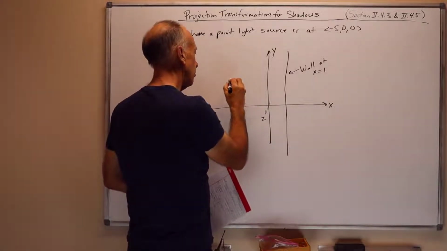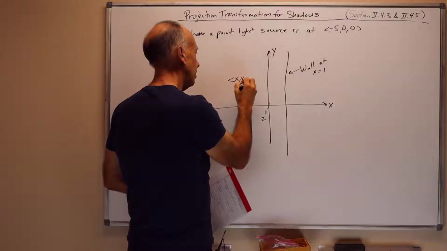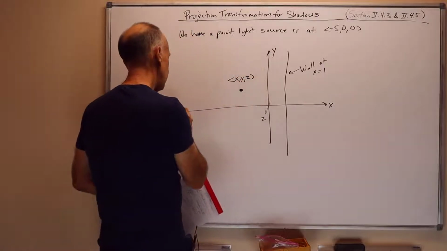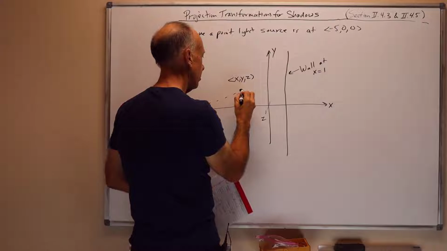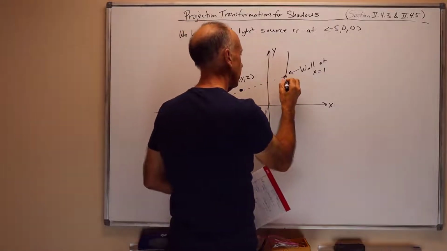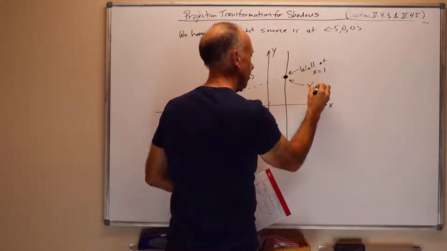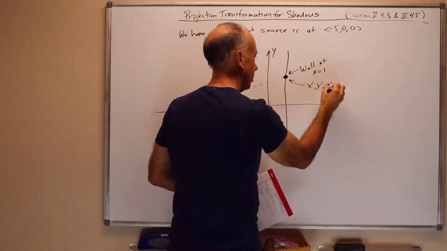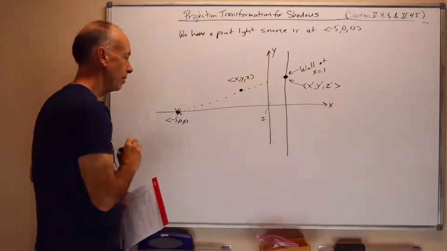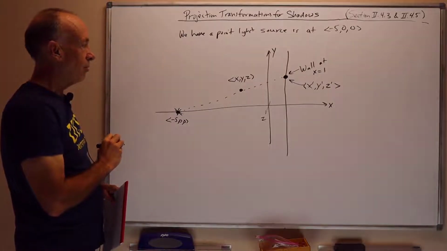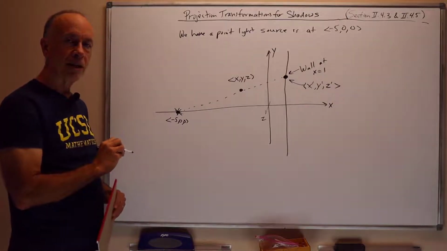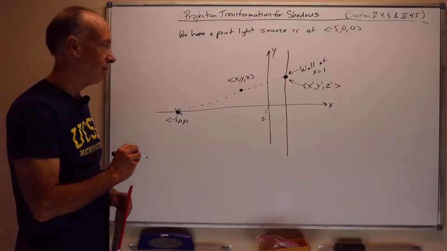So if I've got a point here, which I'll call coordinates x, y, z, the light is casting a shadow of that point onto the wall here at, I'll call it x prime, y prime, z prime. And our goal is to find x prime, y prime, z prime in terms of x, y, z.